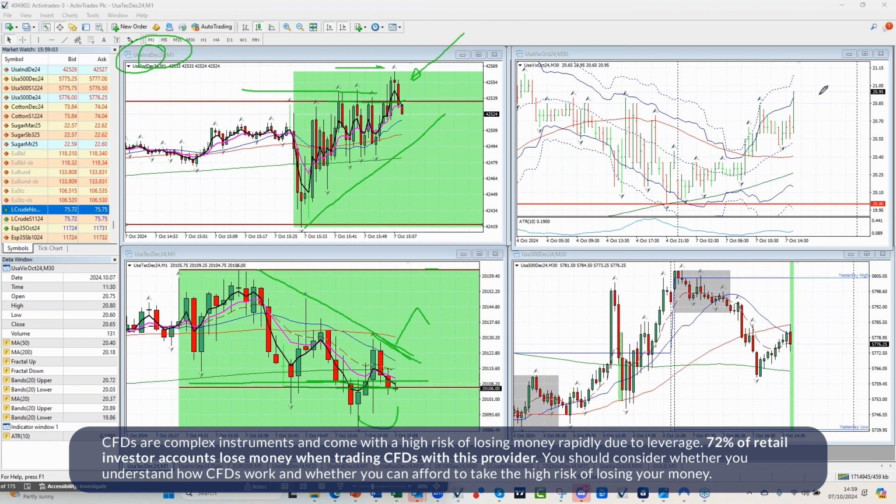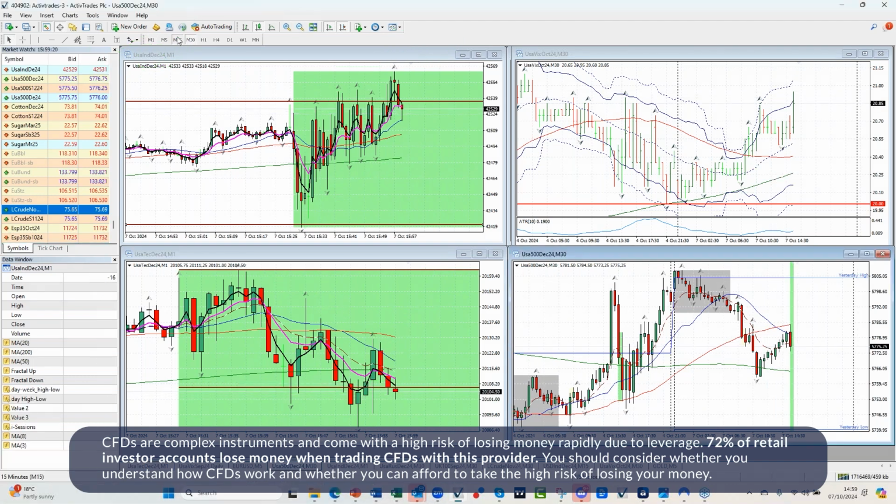Certainly, there's an evening star formation there carrying on. I'm looking to see if that is going to carry its way through. Let's just have a little look at whether the S&P is giving us anything in terms of indications. Just 1 second.